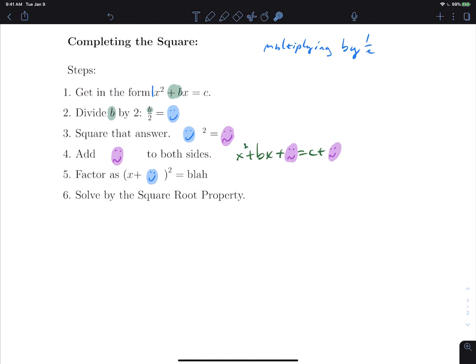Alrighty, well, this is the introduction to how to complete the square. In the next video, we're going to start actually using completing the square. I'll see you there. Have fun.